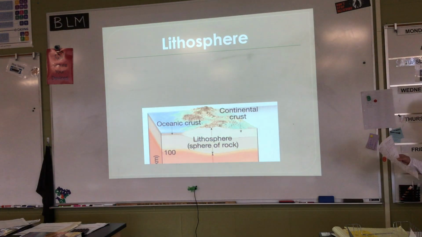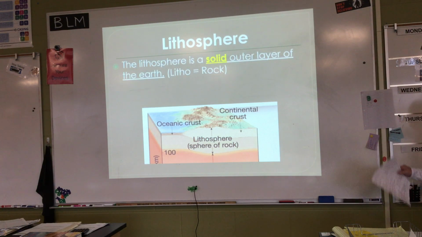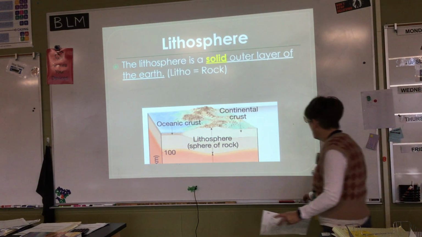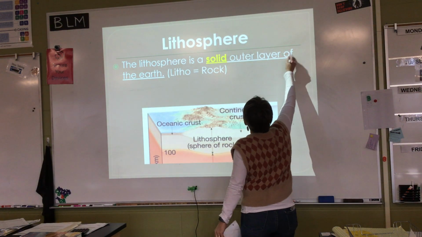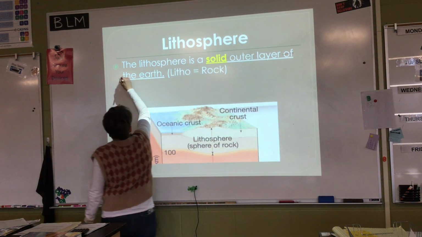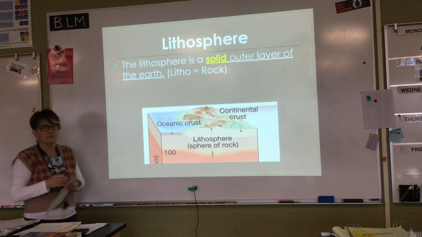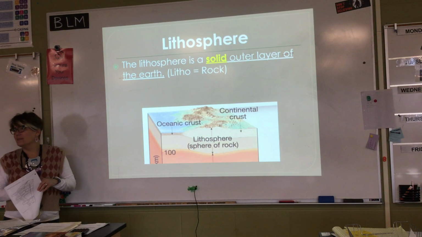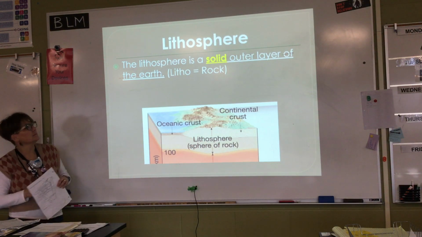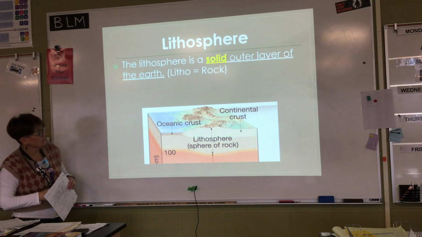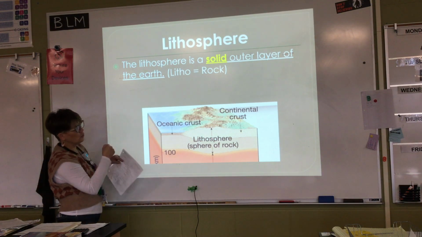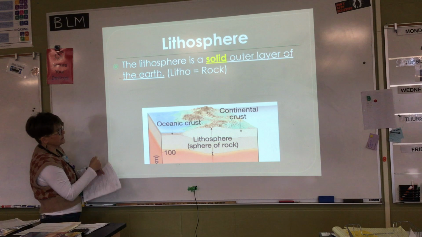Let's look at the lithosphere first. Lithosphere: solid outer layer. Don't write "of the Earth." We know we're talking about the Earth. Just say solid outer layer. Litho means rock. So this is like the hard, crunchy part of our planet.